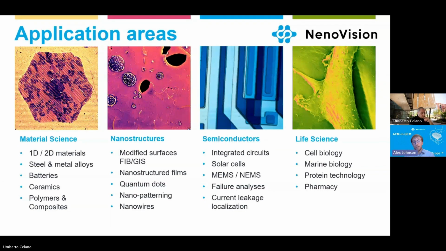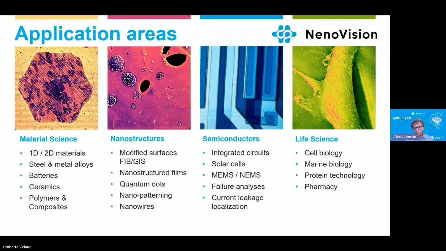So we cover quite a range of different application areas. Today we are focused more within the semiconductor area, but there are material science, so things like 2D materials, steels, metals, batteries, ceramics, and polymers. Also looking at some nanostructures, quantum dots, nanopatterning, nanowires, working with modified surfaces from focused ion beam gas injection systems. And also we work a little bit in the world of life sciences.